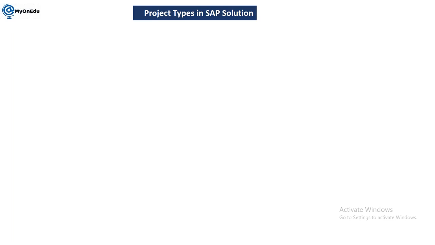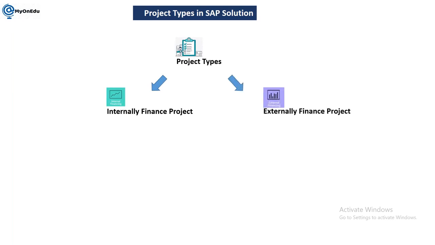Okay, so to understand the requirements of all the modules in EPPM, we need to understand the project types available in SAP. Okay, it is from a project perspective. So here we have two types of project. First is the internally financed project, and second is the externally financed project.